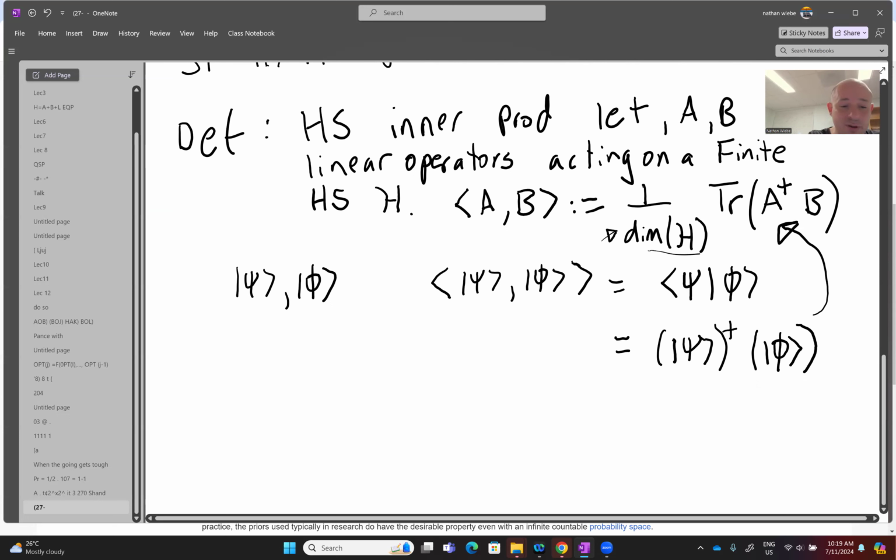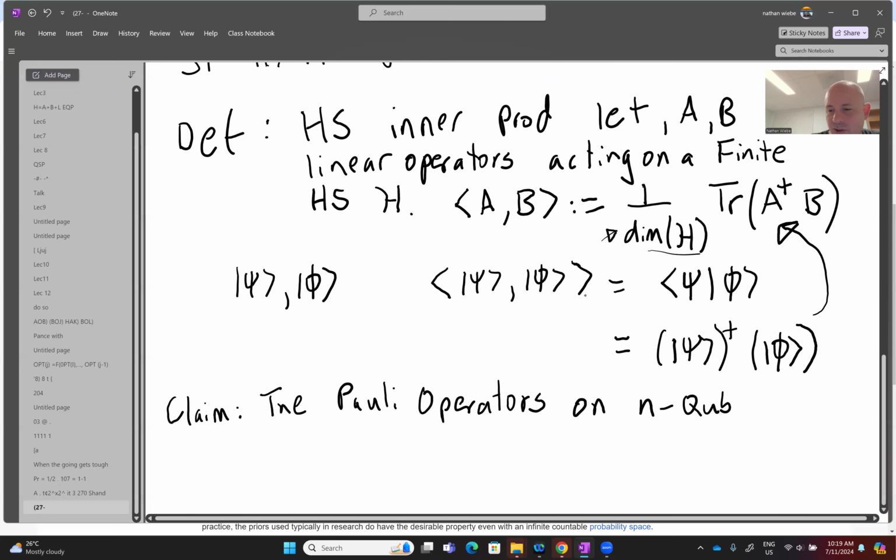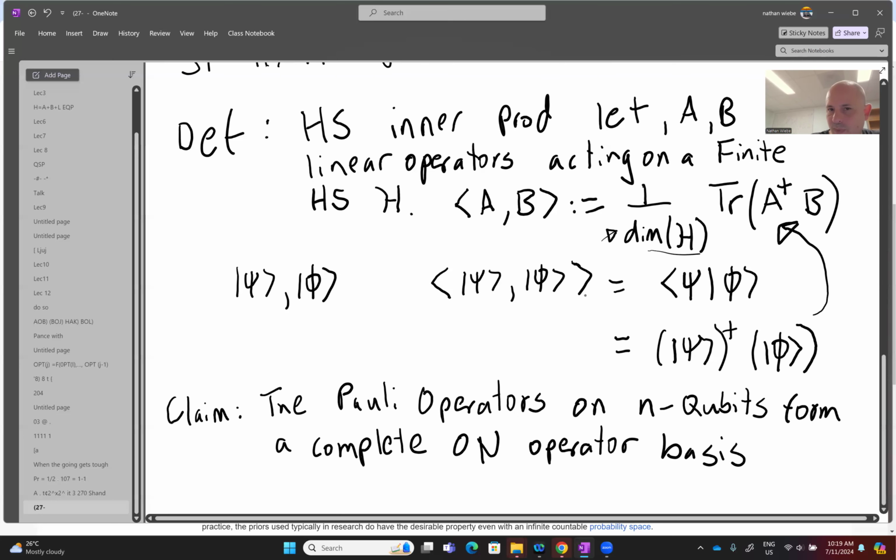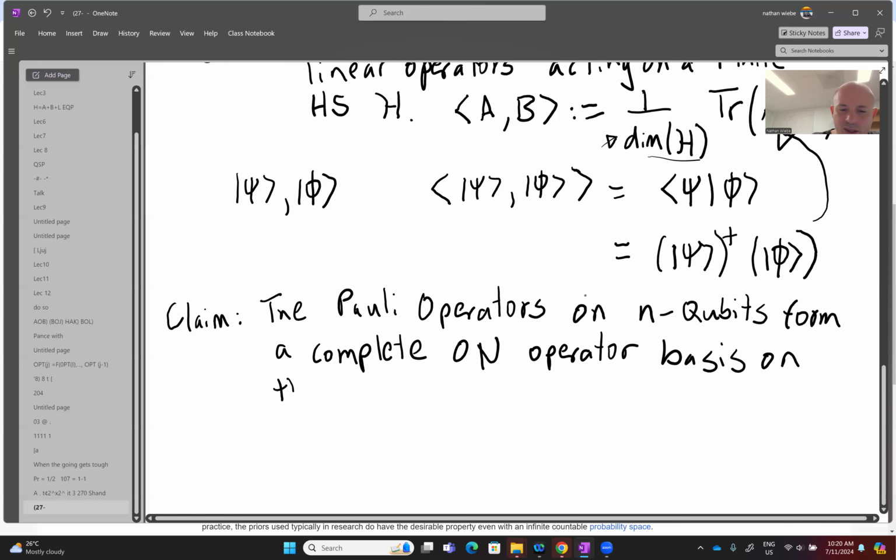The next thing I'm going to claim is that the Pauli operators on n qubits form a complete orthonormal operator basis on the Hilbert space of 2^n dimensional matrices. So what do I mean by that?